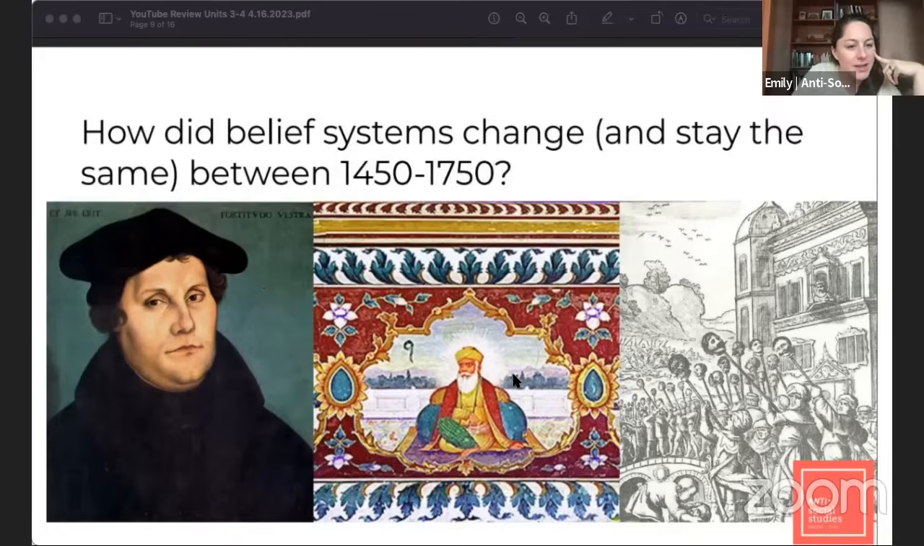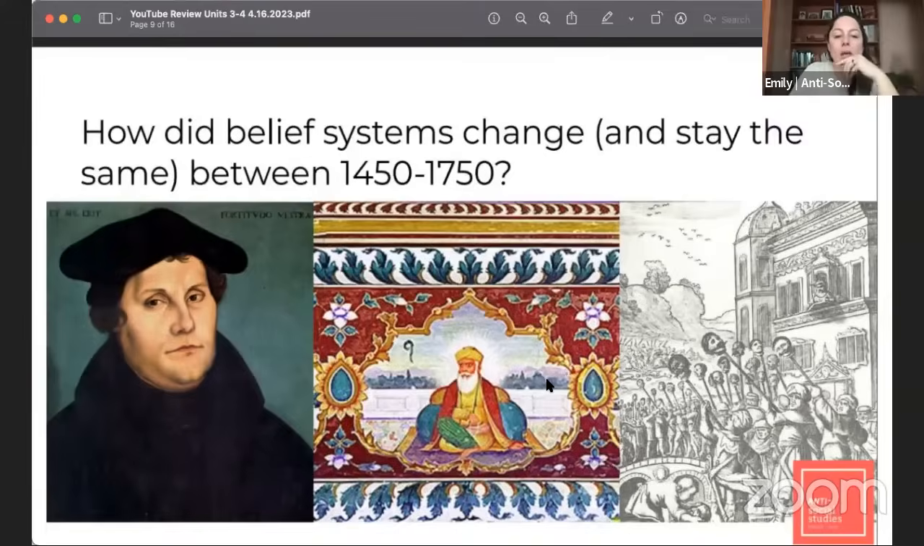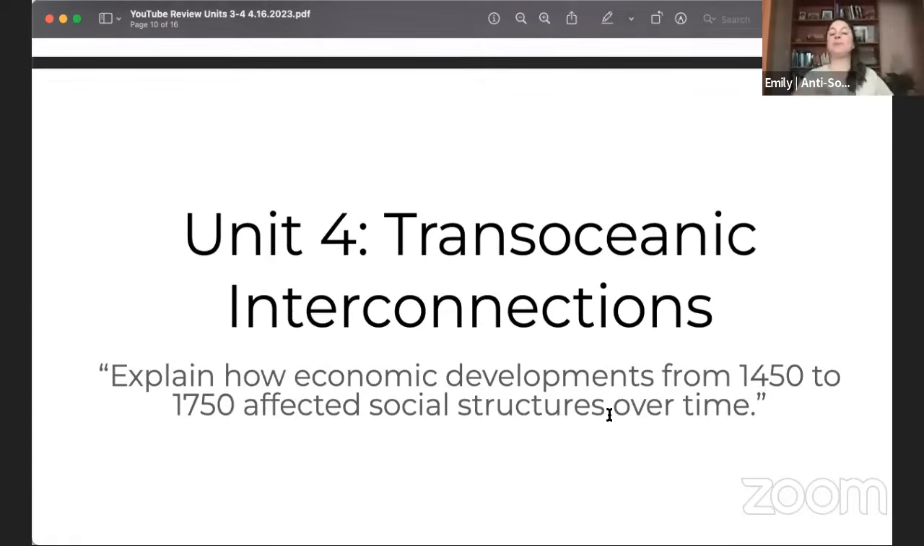Okay. Let's see. All right. Now, Unit 4. Unit 4 is massive, but is actually really simple. Unit 4, this is what the College Board says they want you to know.